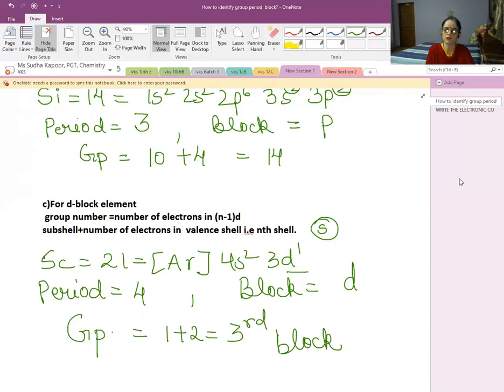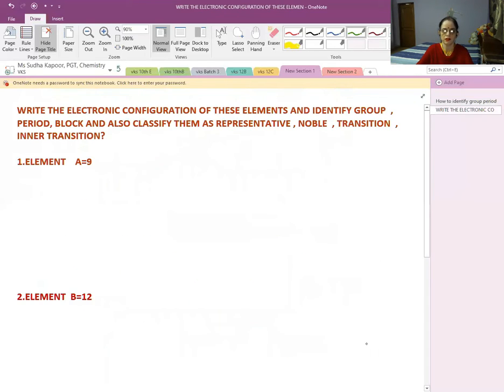So they are not specified in a particular group, but we call them lanthanide and actinide if they belong to 4f or if they belong to 5f. So let us take one example in which all of your queries will be solved. The first one: element A is equal to 9. First, we have to write the electronic configuration of these elements.